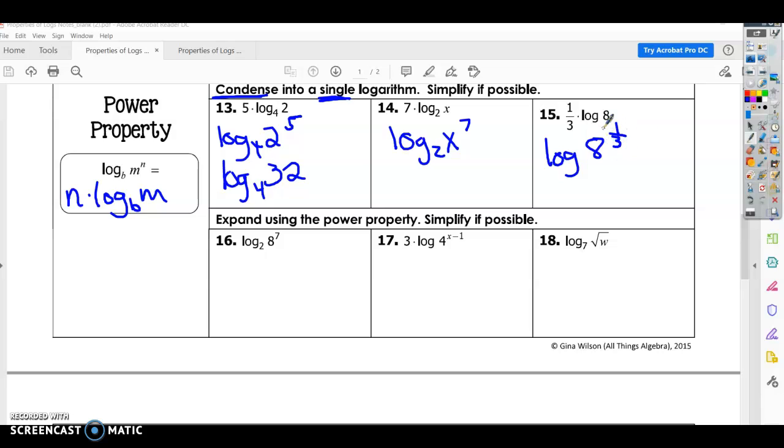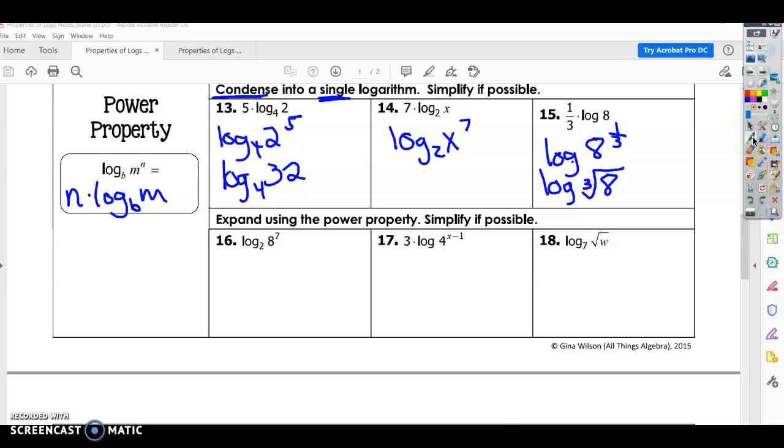Now, if you remember when we did radicals or square roots, cube roots, etc., then you can also write this as a cube root. So this could also be written as log of cube root of 8. Okay, so these two are equivalent forms. Both of those would be acceptable. Okay, just using the properties, making sure you know and understand them.